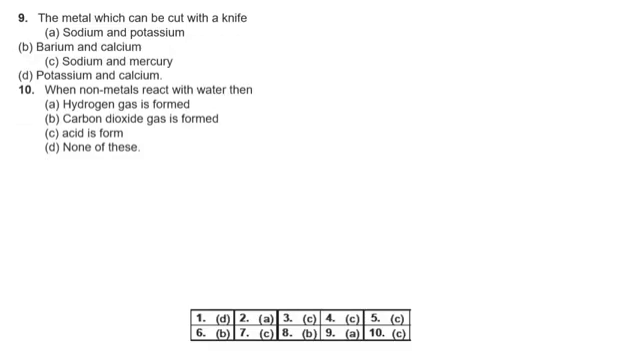Let's take the next question. The metal which can be cut with a knife: sodium and potassium, barium and calcium, sodium and mercury, potassium and calcium. Of course, this is sodium and potassium. When non-metal reacts with water, then hydrogen gas forms, carbon dioxide is formed, or acid is formed. Yes, in some cases acid is formed. So C is the right answer.